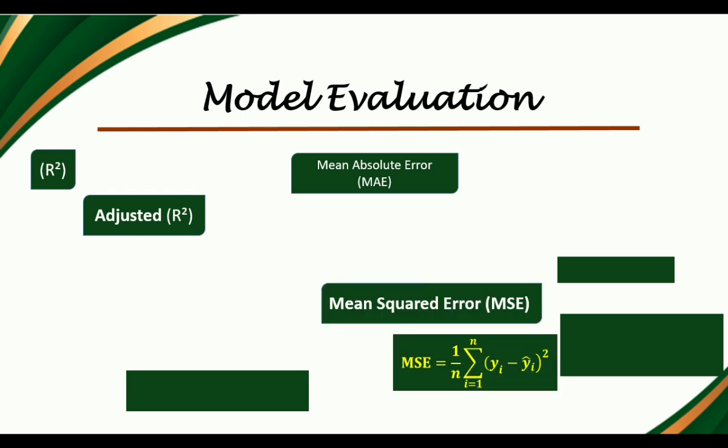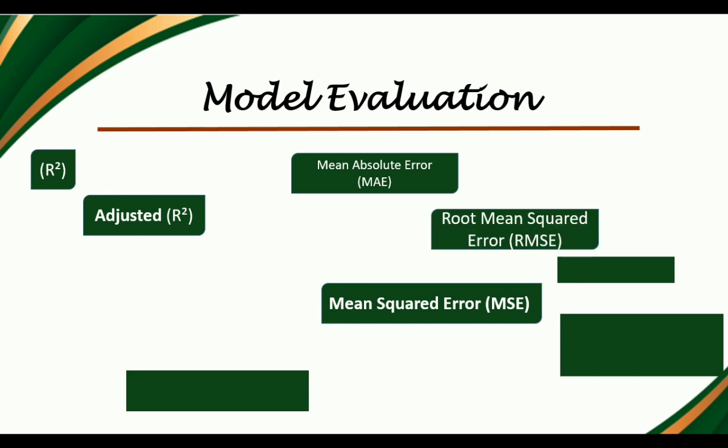Mean squared error is similar to MAE but gives more weight to larger errors due to squaring of residuals. MSE penalizes larger errors more than MAE. A lower MSE indicates a better model fit. However, since it squares the errors, it can be more sensitive to outliers.